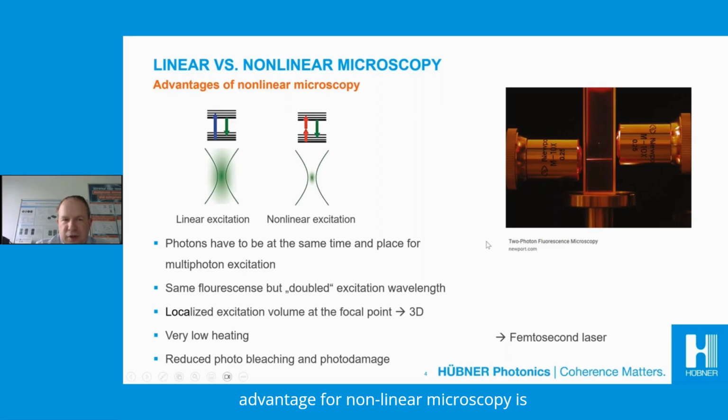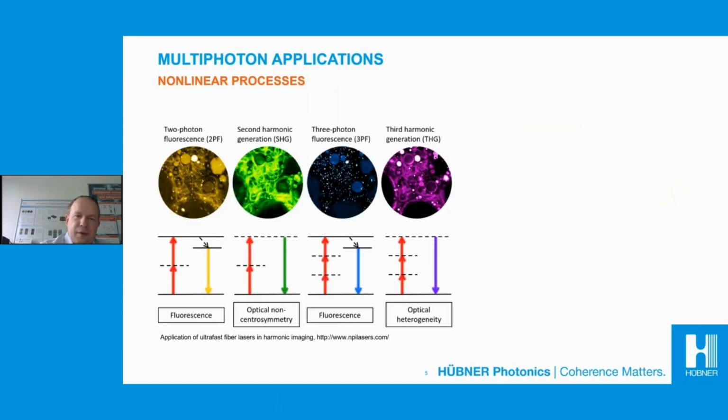Another advantage of nonlinear microscopy is you have very low heating of your probes because you're using a pulsed laser. And finally, this leads to reduced photobleaching or photodamage. To get all the benefits, you have to use a femtosecond laser, and I will now explain why it's important. Before we talk about the laser, we talk about nonlinear processes.